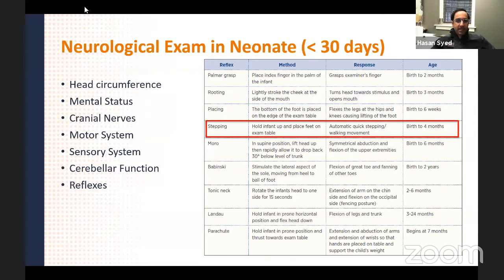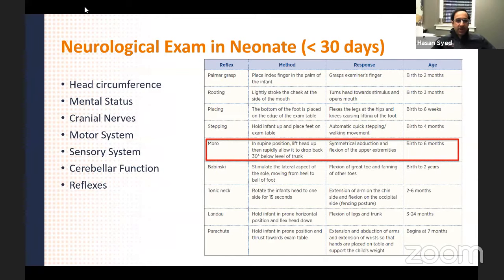You have the stepping reflex. When you hold an infant up in place, they're able to automatically quickly step in terms of a walking movement, and that's usually present from birth to 4 months. And then you have the Moro reflex, which is symmetrical abduction and flexion of the upper extremities when dropping the head back, and that's present usually from birth to 6 months as well.